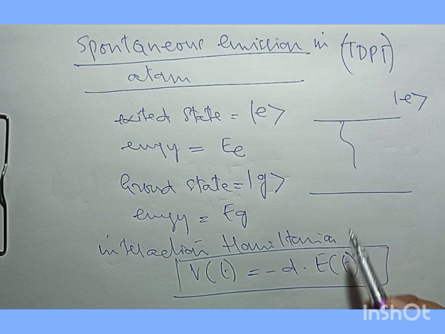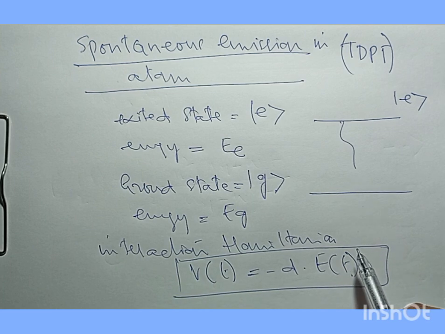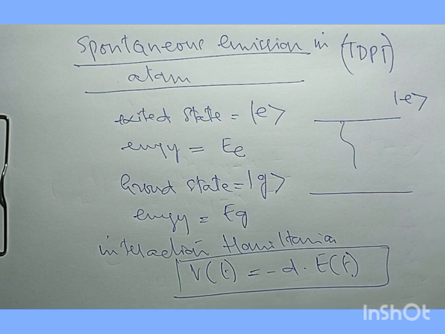So what we will try to do here is we will track down this problem, and we will use time-dependent perturbation theory to find the probability of this spontaneous emission. That's our motivation. So we have the interaction Hamiltonian V of t is minus d dot E of t for this spontaneous emission.